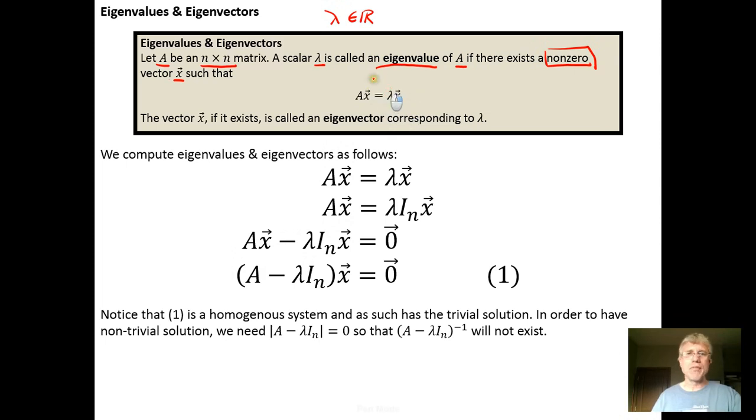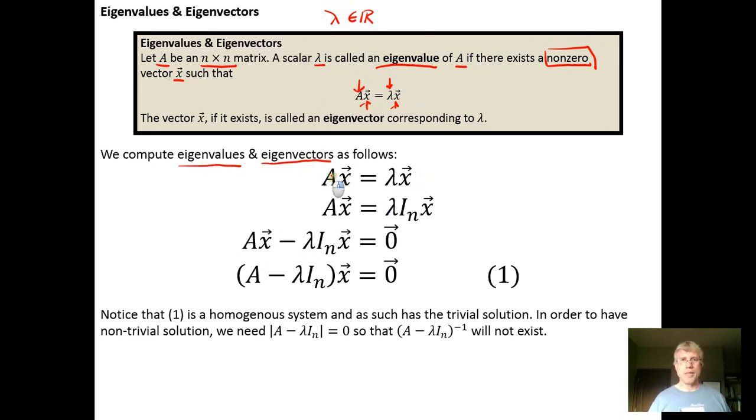This is kind of interesting in the sense that we want to find a vector x such that multiplication by a matrix gives the same result as multiplication by a scalar. It's kind of counterintuitive that you'd be able to do that. And so here's how we work out what we need to do to calculate eigenvalues and eigenvectors.